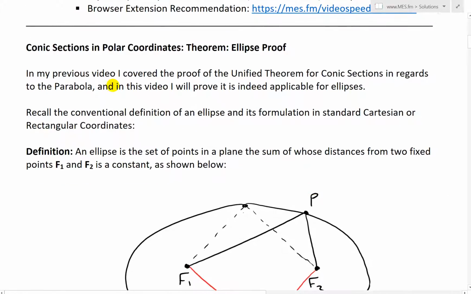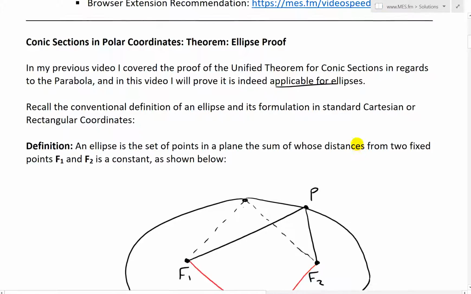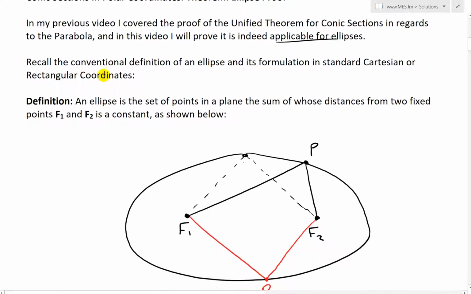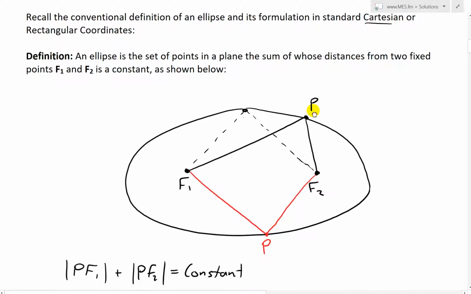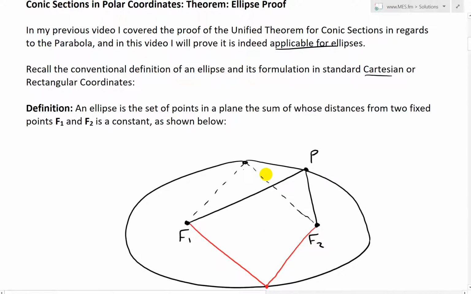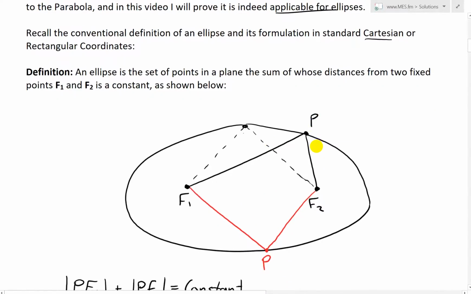So in my previous video, I covered the proof of the Unified Theorem for conic sections in regards to the parabola, and in this video I will prove it is indeed applicable for ellipses. So first of all, recall the conventional definition of an ellipse and its formulation in standard Cartesian or rectangular coordinates. So make sure to watch that video as well. I'll put the link to that earlier video in the description below. So let's look at the definition.